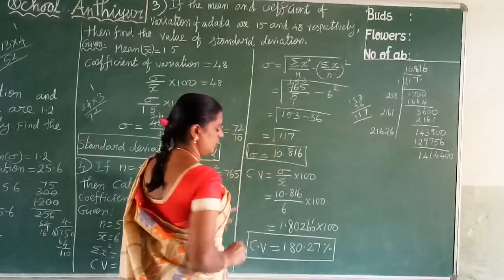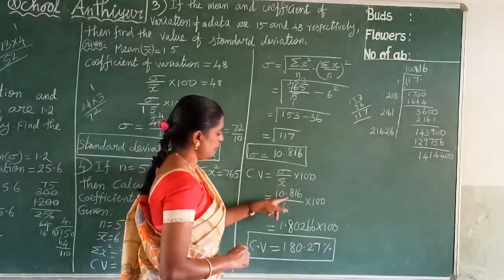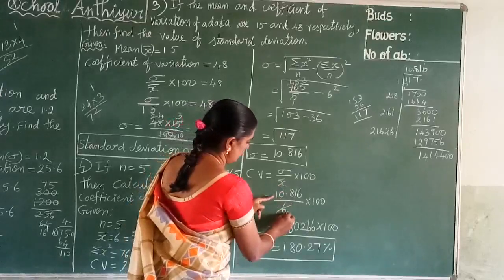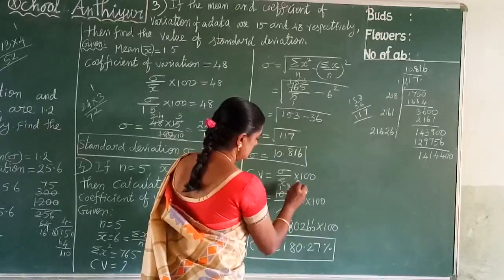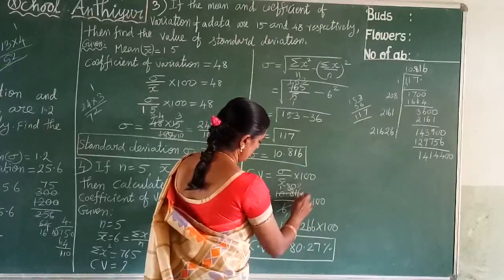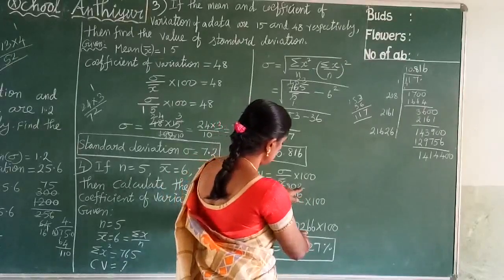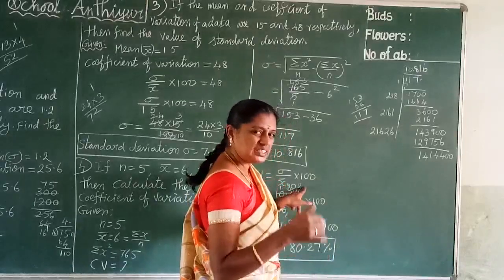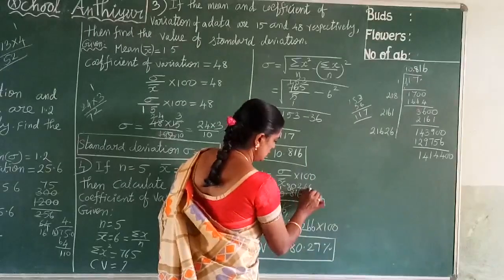We have calculated that sigma. So the coefficient of variation formula is sigma by x bar into 100. Sigma value 10.816 by x bar 6. How many times? 1 6s are 6. Remainder 4. 48 means 8 6s are 48. Here 0 times and 16. 2 6s are what? 12. Remainder 4. 40 means 6 6s are 36. Remainder 4. 40 again, 6 6s are 36. So 6 is going on. Clear? So 1.80266 going on.